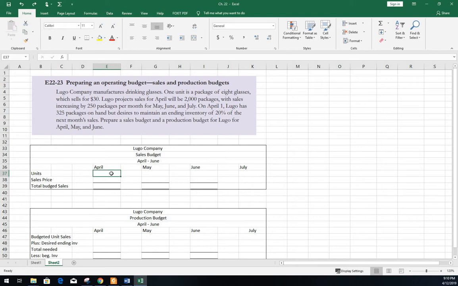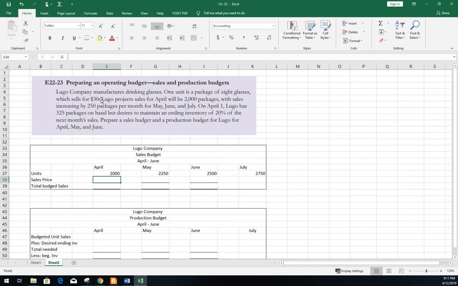So the first thing we have to do is add in the units. April, they had 2,000 packages. So we'll write 2,000. And it says with sales increasing by 250 packages per month for May, June, and July. So we'll add 250, so that'd be 2,250. June, another 250, so that will make it 2,500. And then July would be 2,750. Okay. Then we have to add in the sales price.